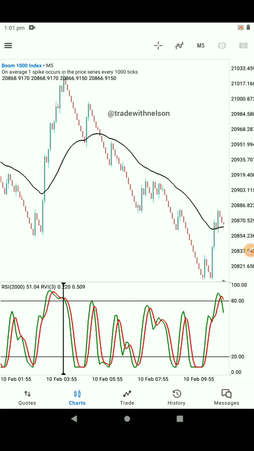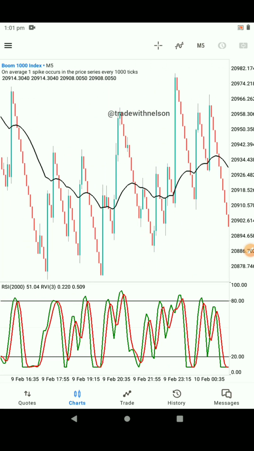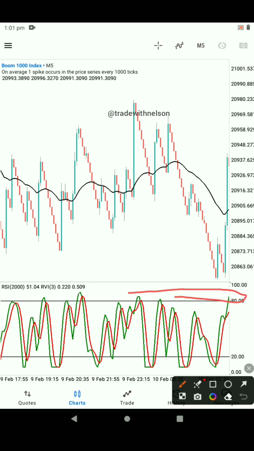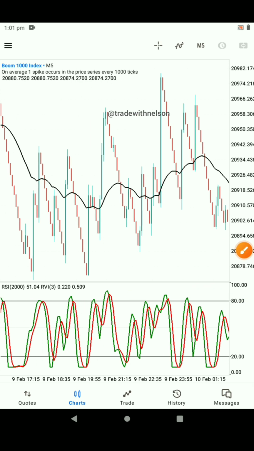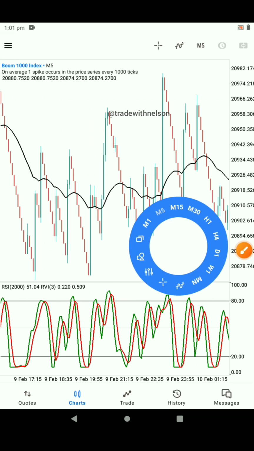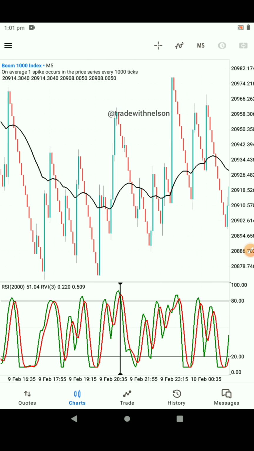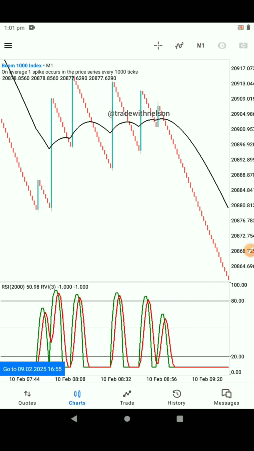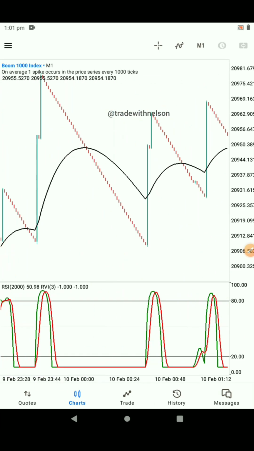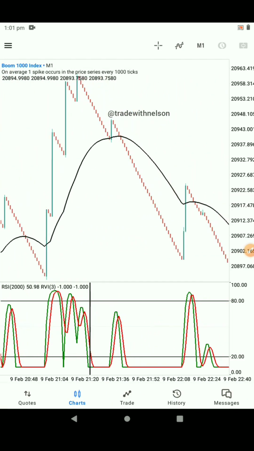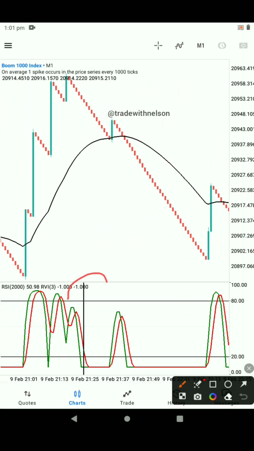So let's go back to our 5 minutes time frame and look for another example. We see that there is no cross above the 80 level. This one happens below. So we see another cross around here, and then we take our line and put it here after the cross. Then we go to our 1 minute time frame and look for that particular area. This is the area where we see our entry.